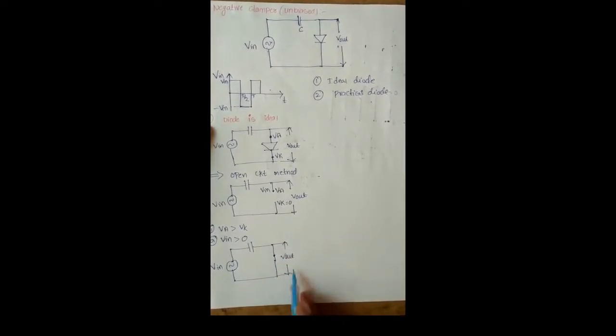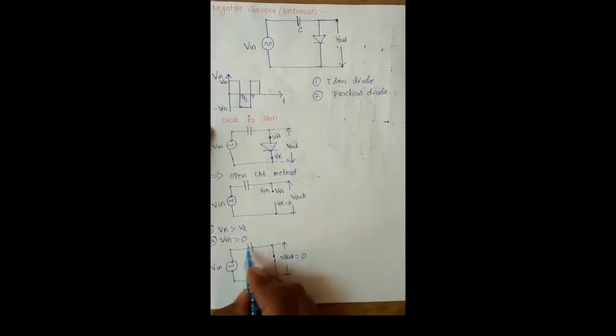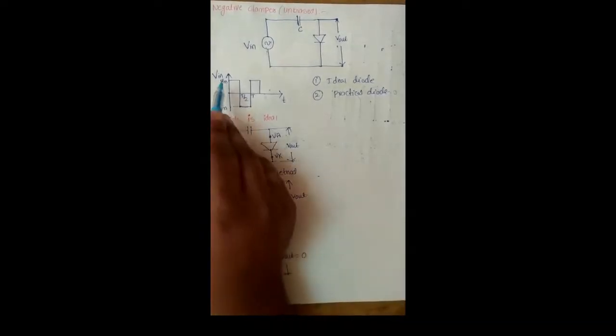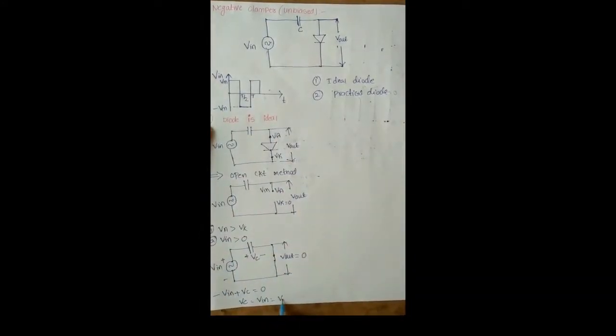Now you can tell me what the output voltage is here, 0 volts or not. Okay, and we estimate what the voltage across the capacitor is at that time. To find the voltage across the capacitor, we apply KVL. Then we get minus V in plus VC equal to 0, therefore the voltage across the capacitor VC equals V in. For example, considering the positive half cycle, we get Vm.